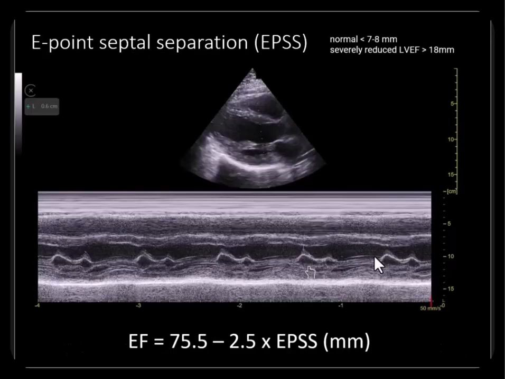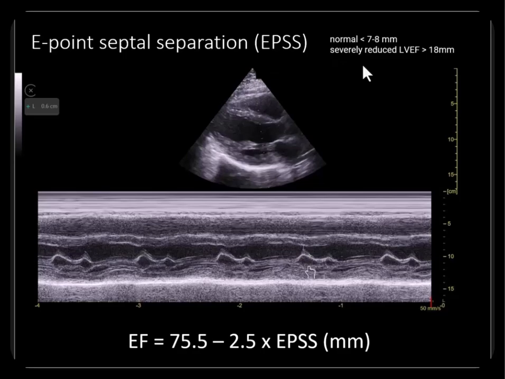Now, here is a little bit more of a simplified version of that formula where the ejection fraction is estimated using 75.5 minus 2.5 times your EPSS measurement, and that measurement needs to be in millimeters. So in this example, we have an EPSS that's been measured and it's 0.6 centimeters. Remember, that's 6 millimeters if you're going to use the equation. And a normal EPSS measurement is less than 7 to 8 millimeters. So this patient has a normal EF.